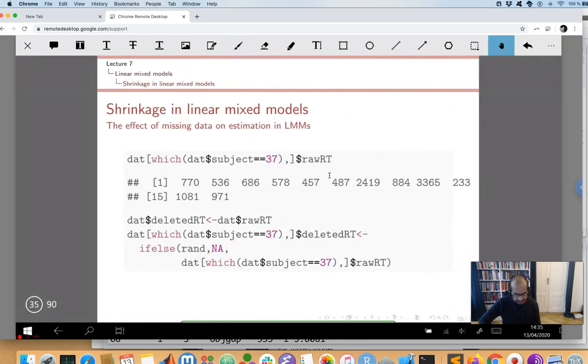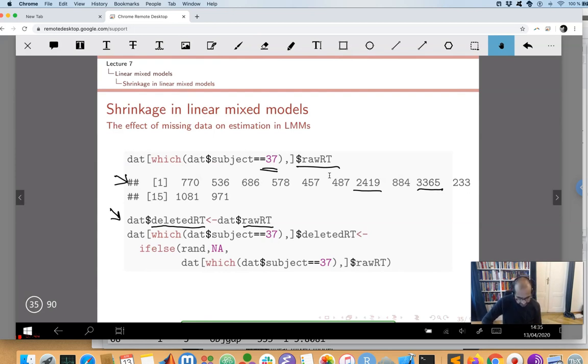And then I'm going to look at subject 37. If I look at the data available for subject 37, here are the 16 data points available for this subject, and you can notice that there are some extreme values here. Some very long reading times. So I'm going to copy that vector of raw reading times to a new vector which I'm calling deleted reading times. Okay, so I've created a brand new vector called deleted reading times.